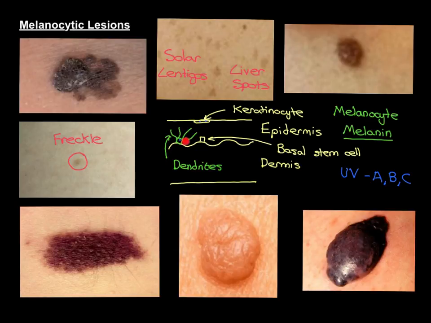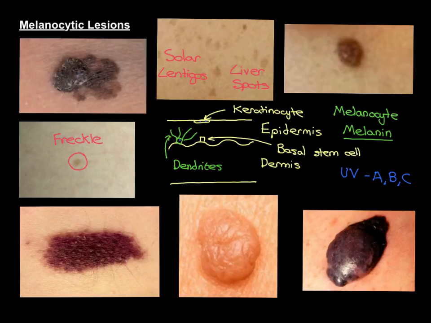They're not going to have the dendrites. They're still going to be melanocytes, but they're not going to have the dendrites. Whereas the melanocytes in solar lentigos, they still have the dendrites. It's just that you have a higher density of them. So you're going to have more of them in a given area, but they are normal melanocytes.